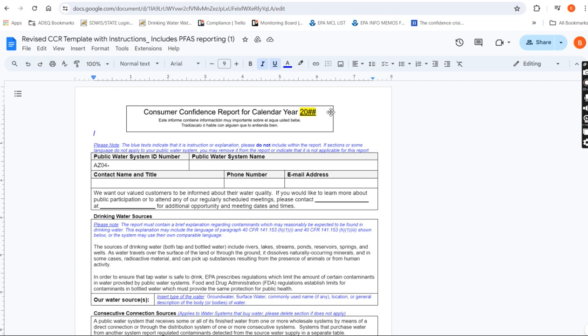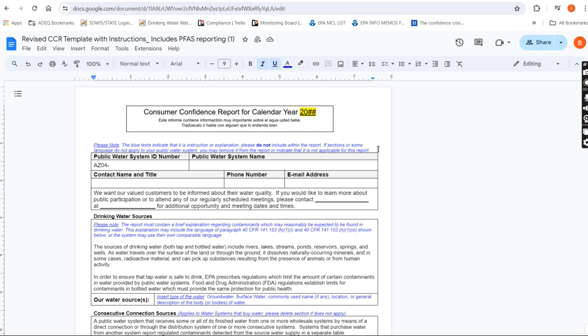So at the top, please make sure that you fill in the appropriate year. This is going to be for 2023. We're in 2024 right now, and you're filling out the report for the previous calendar year. So these reports are only due from systems that were active for the entire previous calendar year. If you are a new community water system and you were activated midway through the year, your first report won't be due until you have been active the entire calendar year.